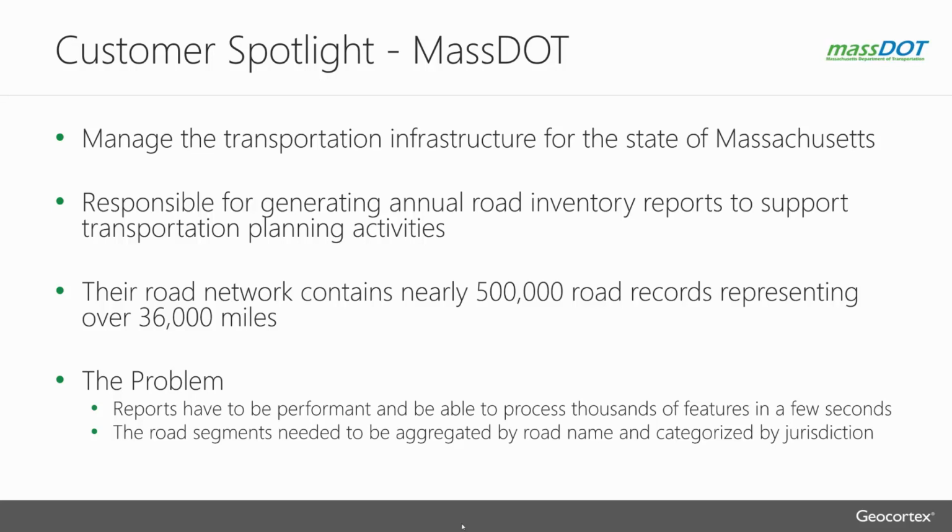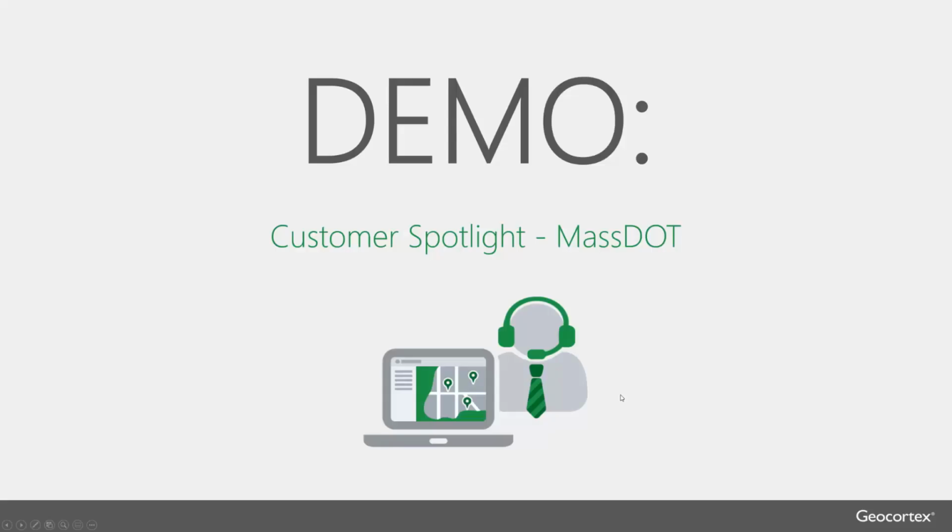Now, their road network contains nearly 500,000 road records representing over 36,000 miles of road, and they required a really performant report that could aggregate all of their road segment assets by name and categorize them by jurisdiction in this annual inventory report that they could then share with the public and other stakeholders. So let's quickly dive in.